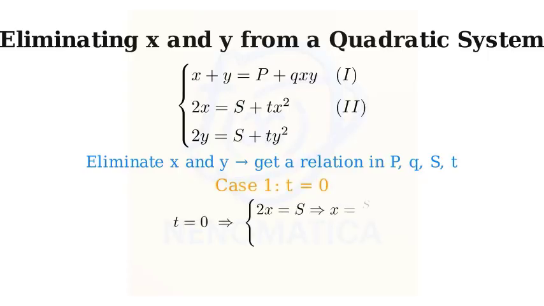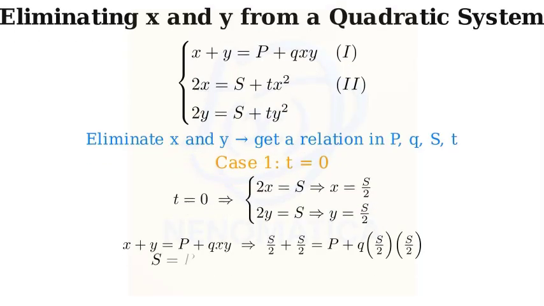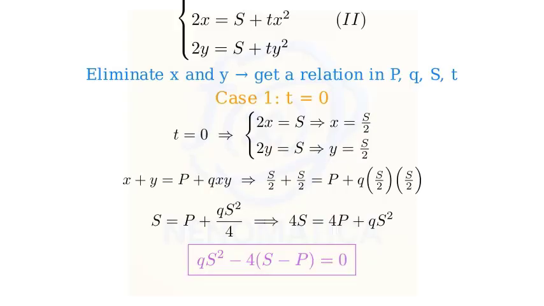Case 1, t equals 0. Then equation 2 becomes 2x equals s and 2y equals s. So x equals s over 2 and y equals s over 2. Substitute these into equation 1 to get s equals p plus q times s squared over 4. Rearranging gives the compact parameter relation qs squared minus 4 times (s minus p) equals 0.